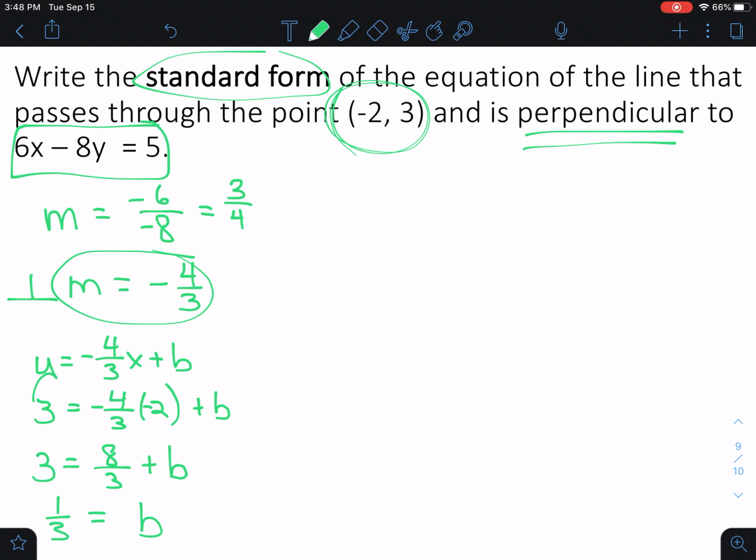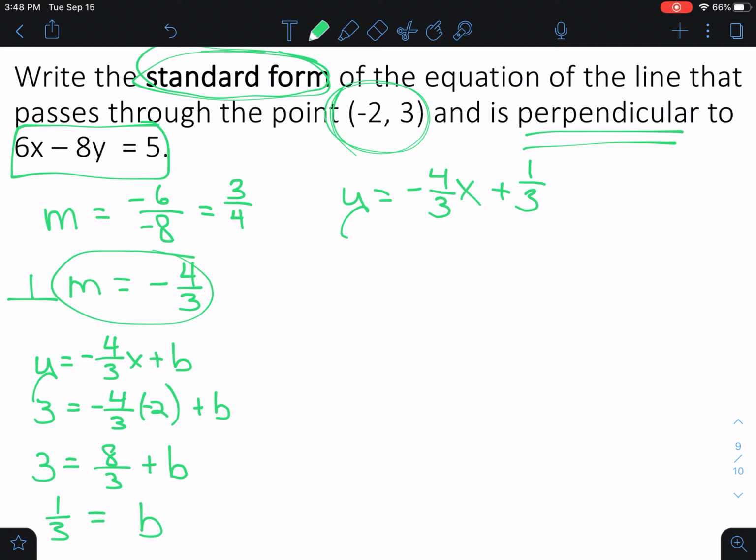Okay. All right, now I can write my equation all the way through it. The only difference is it's not in standard form, it's in slope-intercept form. Okay, so standard form just means I want to make sure that these are not fractions, they're just integers.